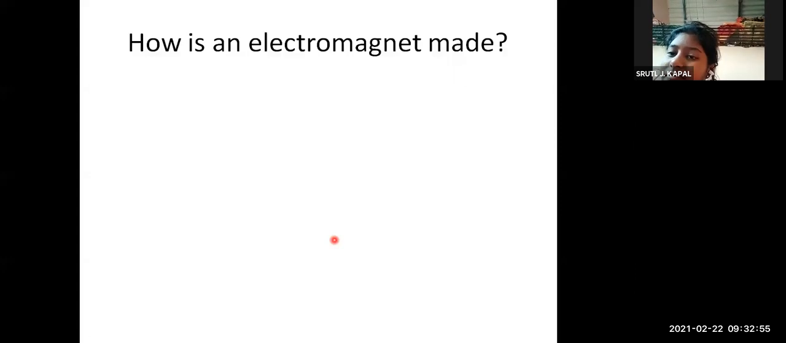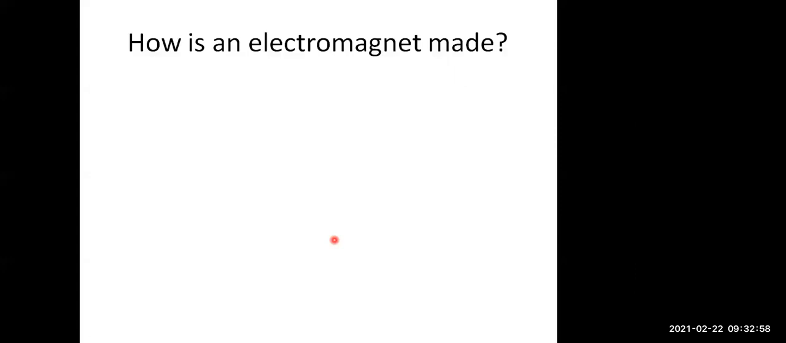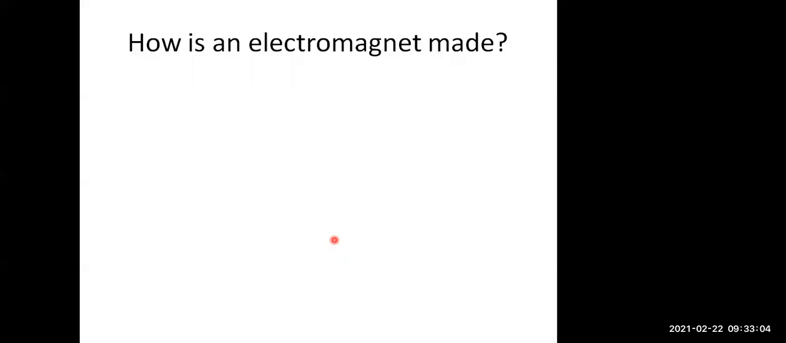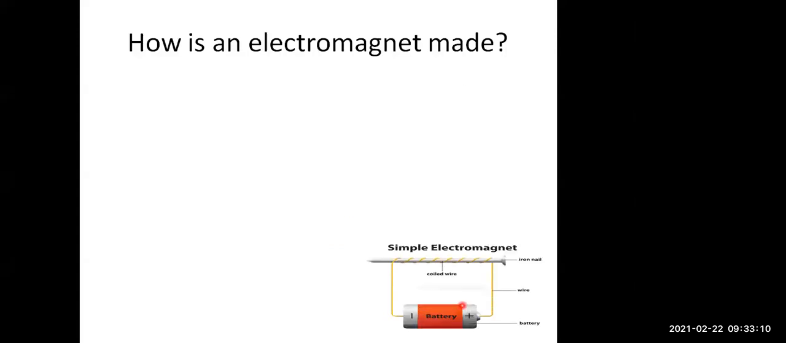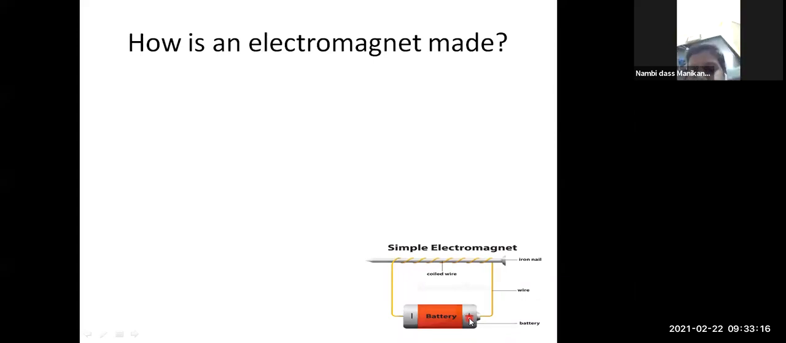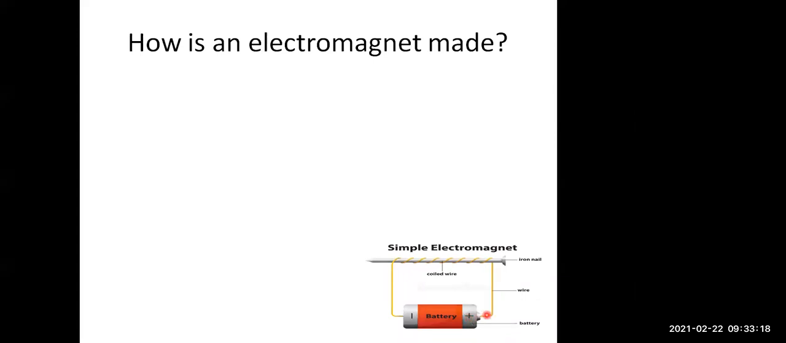Now we'll move to the next question. How is an electromagnet made? We all know the procedure of how the electromagnet is made. For this you are using an iron nail, a battery, and a very important thing, wire, that is a copper wire.